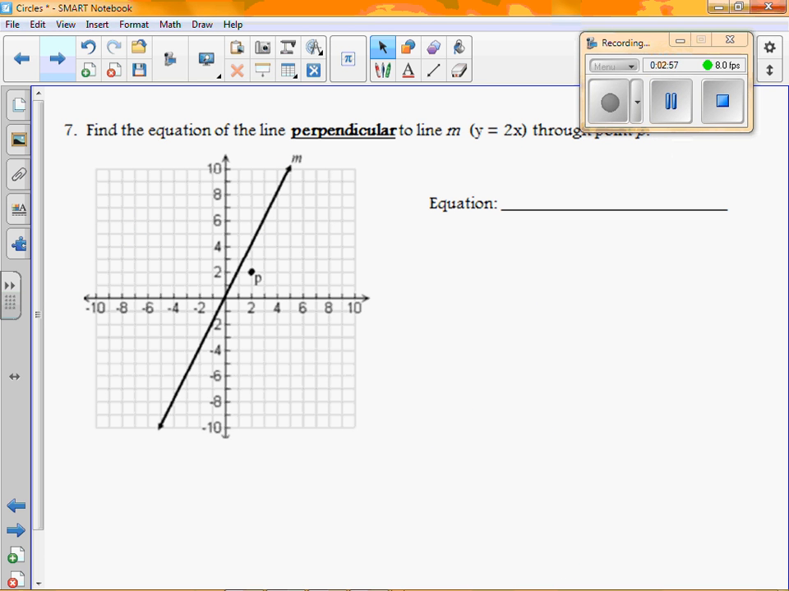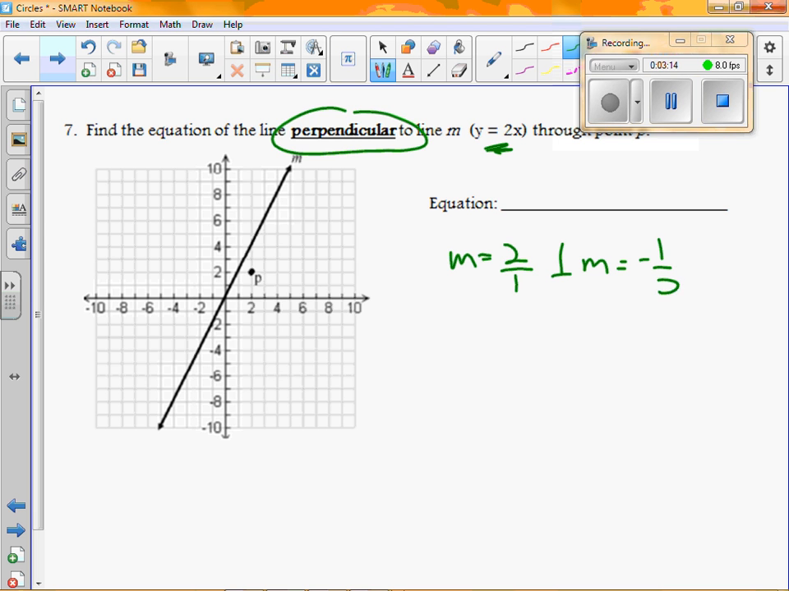Okay, now it says perpendicular. This line has a slope of 2. Since this line has a slope of 2, and you want the perpendicular line, you have to take this 2 over 1 and you have to flip it and make it negative. So now you're writing the equation of a line with a point that goes 2, 2. So up 1 and left 2, and I draw the line in there, and it's like that. So these two lines are perpendicular.